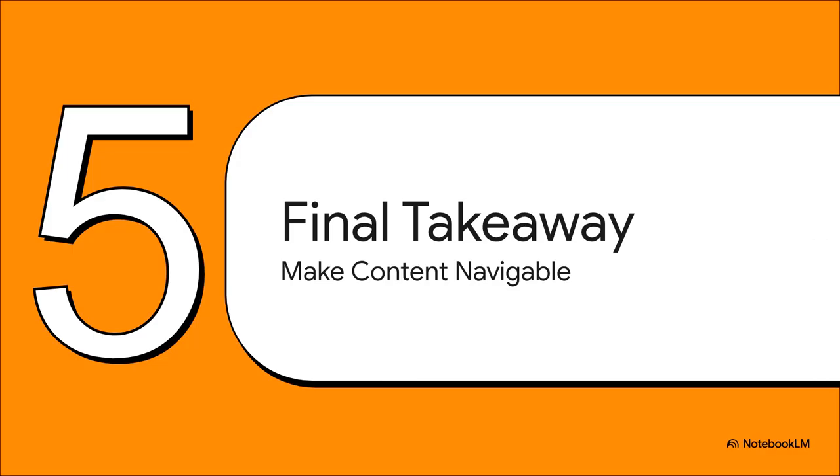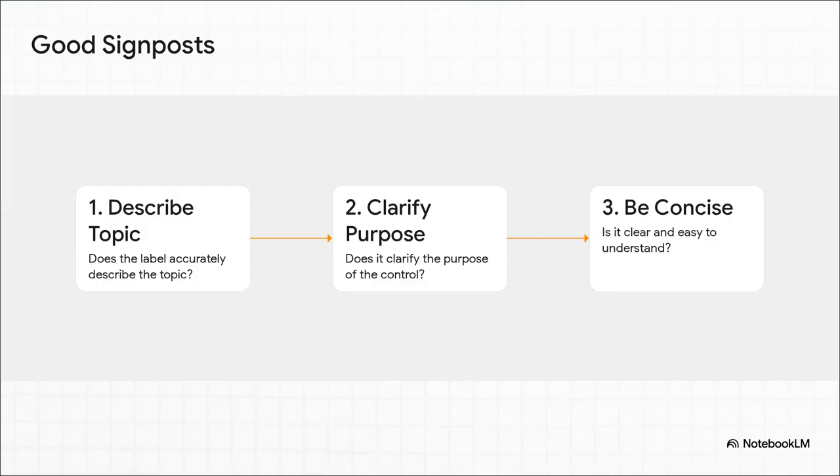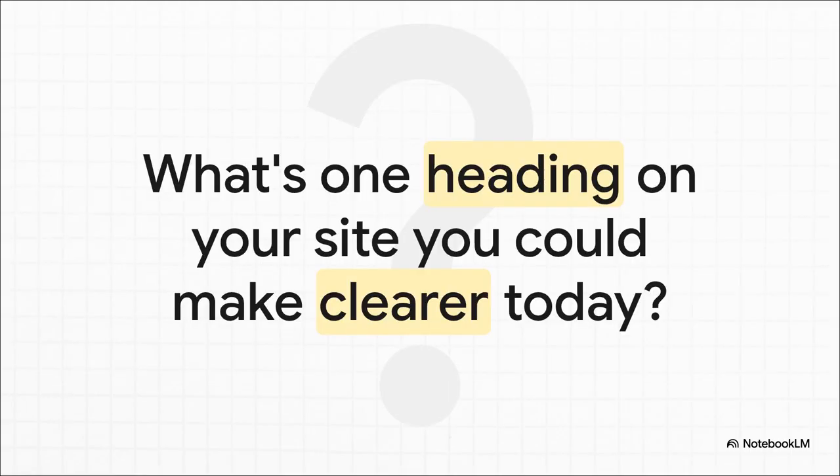Okay, so after all that, what's the big takeaway here? How do we boil all this down into something you can use right away to make your own content way more navigable? It really just comes down to these three simple things to ask yourself. Number one, does your heading or label actually describe the topic? Number two, does it make the purpose of the section or the form field totally clear? And number three, is it clear and concise? You don't need to write a novel, you just need to use the right words. And that's pretty much it.